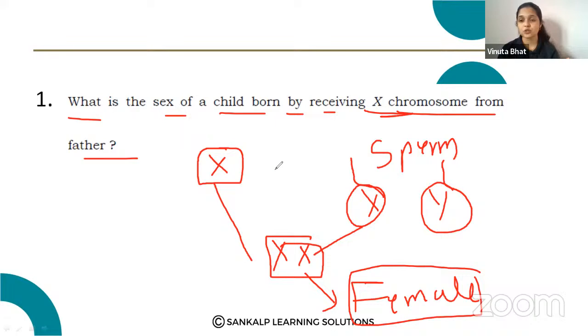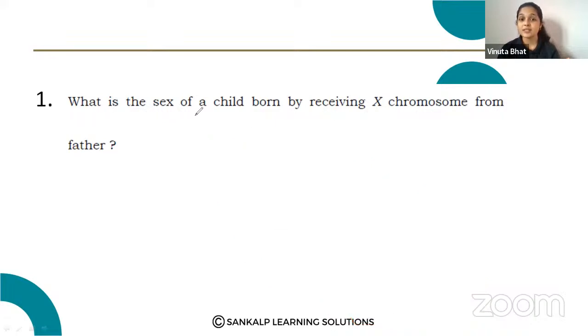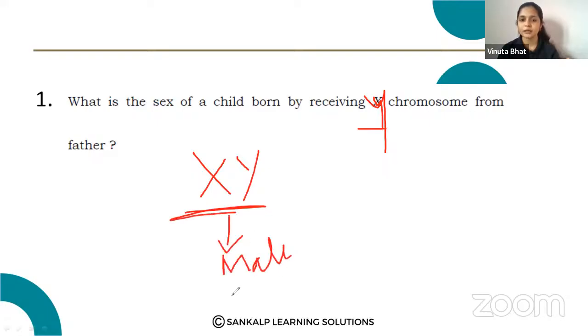If I change this question again: what is the sex of the child born by receiving the Y chromosome from the father? The X chromosome will always be from the mother, and the Y chromosome is given here. So XY means that will develop into a male. Like this, a one mark question will be asked.